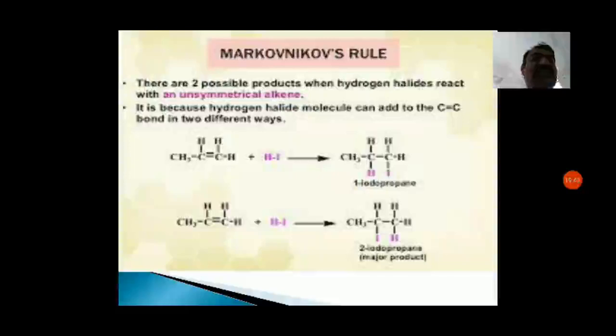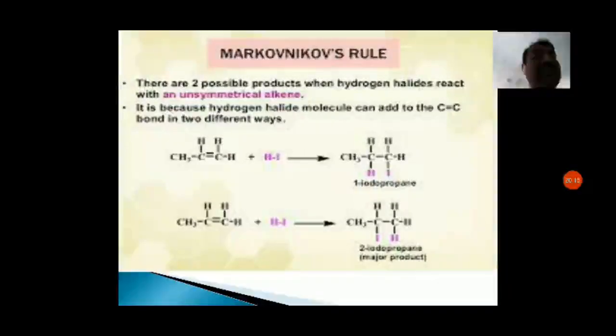Okay, so first if we see this first example, hydrogen is attached to this left carbon atom and we get the product like this, which is 1-iodopropane. In the second reaction, we have attached this hydrogen atom to the right hand side carbon atom and iodine to the left hand side carbon atom. So we get here 2-iodopropane.